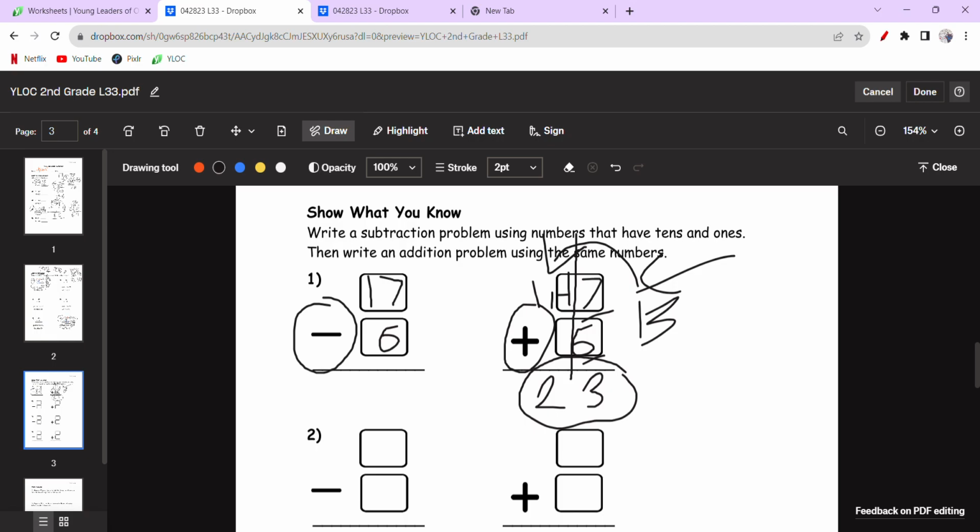So 17 minus 6. So make sure you have your column straight. And we're minusing ones from ones. So basically you would go 7 minus 6, which is, you take away 6, you're left with 1, right? And then you just bring this 1 down because there's nothing subtracting from this 1 right here. So you just bring it down, it'll be 1. So your final answer would be 11.